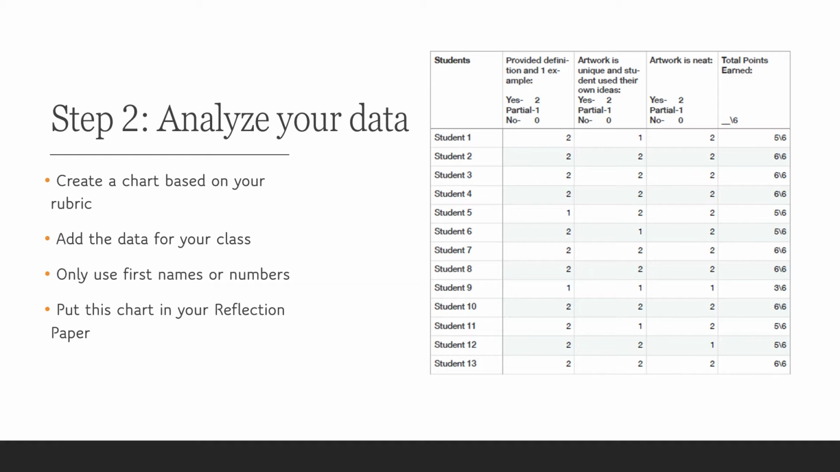In this example, you've got the students down the one side, they're numbered, and then each column is one aspect of the rubric. So in this particular lesson, the students were expected to provide a definition and one example. Their artwork needed to be unique and to use their own ideas, and the artwork needed to be neat. They were focusing on art as well as literacy.